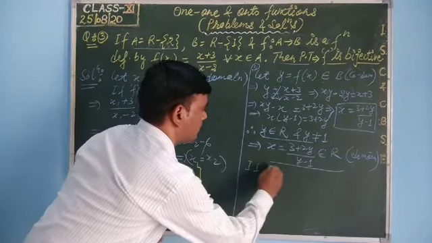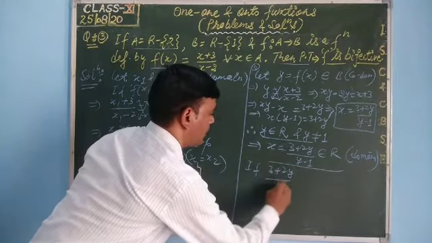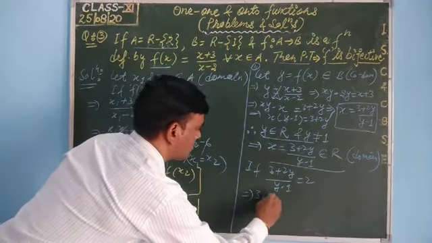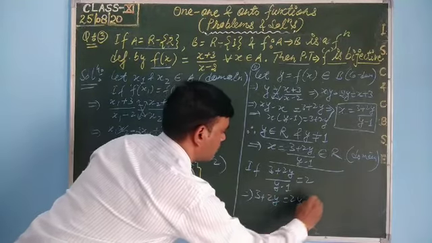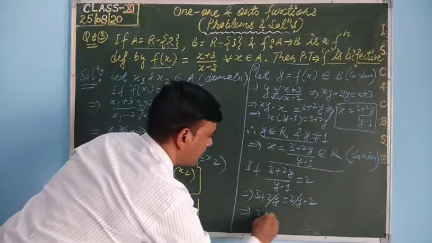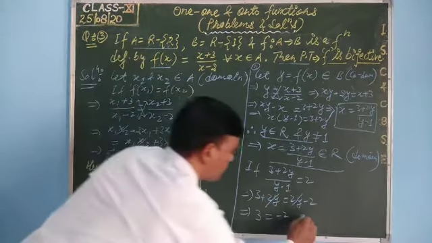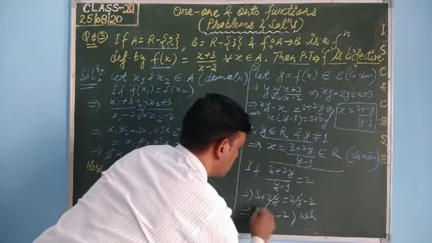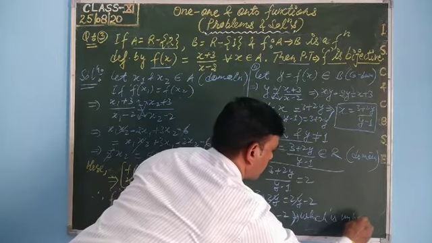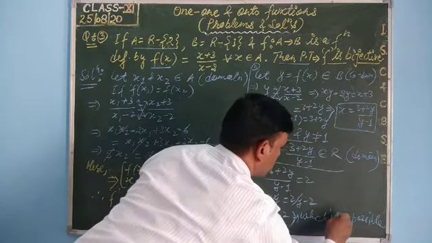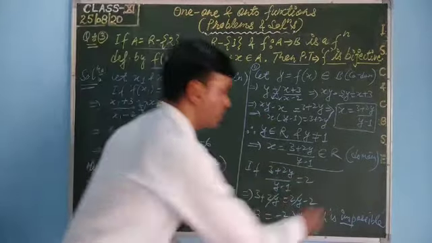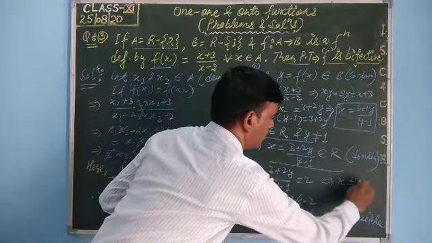If (3 plus 2y) upon (y minus 1) is equal to 2, cross multiplication, 3 plus 2y is equal to 2y minus 2. Okay, 2y is cancelled out by 2y. This implies 3 is equal to minus 2, which is impossible. Therefore, x cannot be equal to 2, because this is x and this cannot be 2.